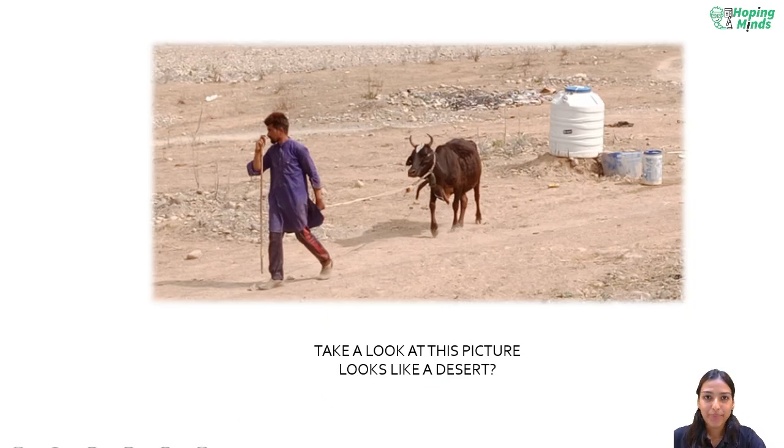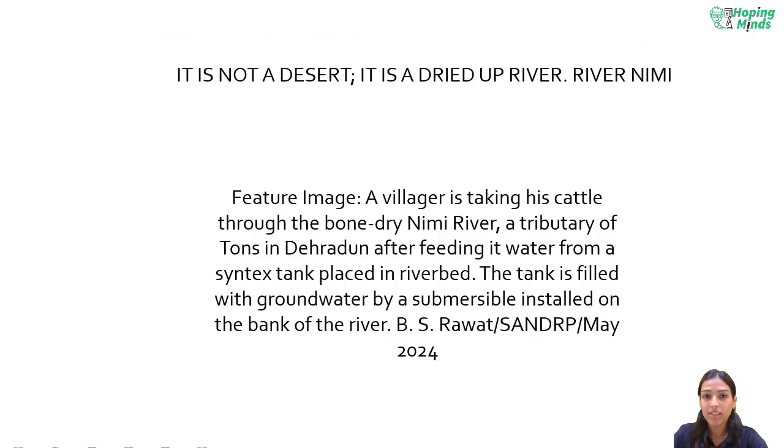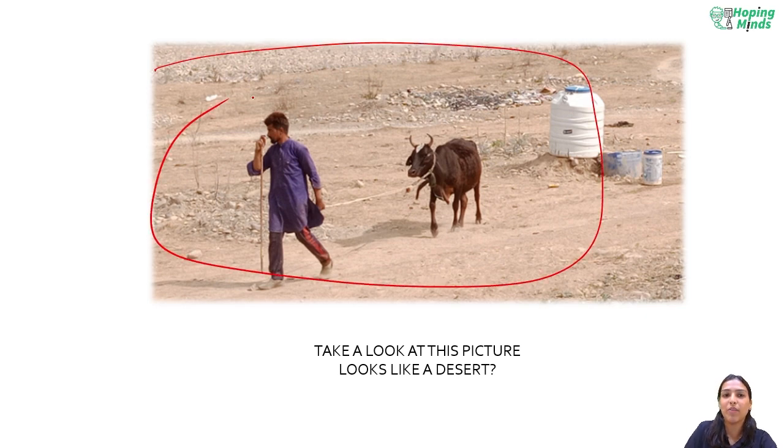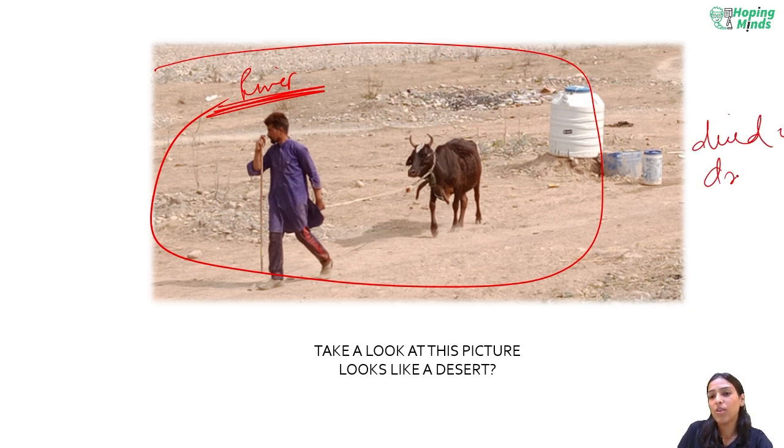Let's take a look at this picture. Give it a thought. It looks like a man is taking his buffalo out in a desert. It looks like a desert, right? But no, this is not a desert. It's a dried up river, River Nimi. This picture that I just showed you used to be a riverbed area. It used to be a river. And look at it now, it's all dried up. It's all a drought area.